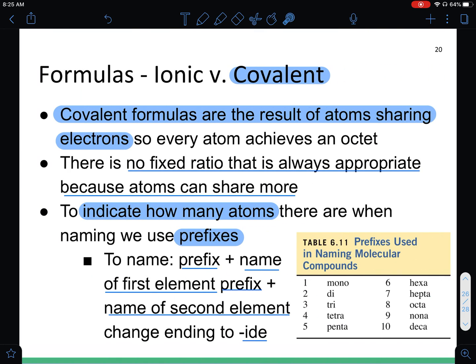For covalent, covalent formulas are a result of sharing electrons. So ions are not formed, charges are not formed. An octet is still achieved, however, by sharing those electrons. And since there is not a fixed ratio that is always appropriate, because atoms can share more electrons if they'd like to, there's not a fixed charge for all of these. We need to indicate how many atoms there are of each present in a covalent compound, and how we do that is by using the prefixes in this table. So you'd write prefix, name of first element, then the prefix, name of second element. The ending is still changed to -ide, so that part is consistent with ionic naming.